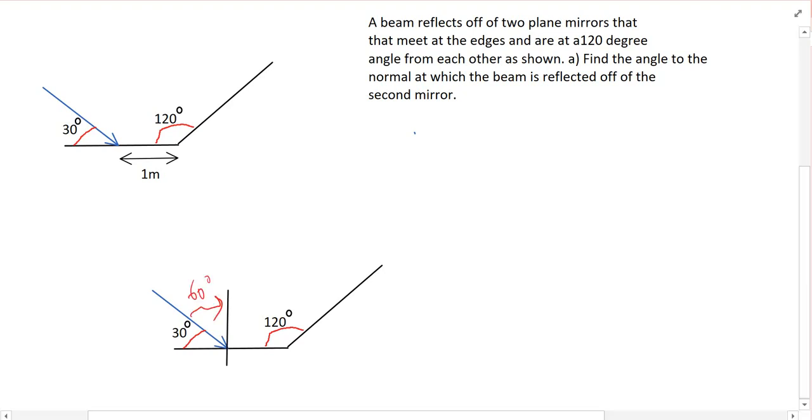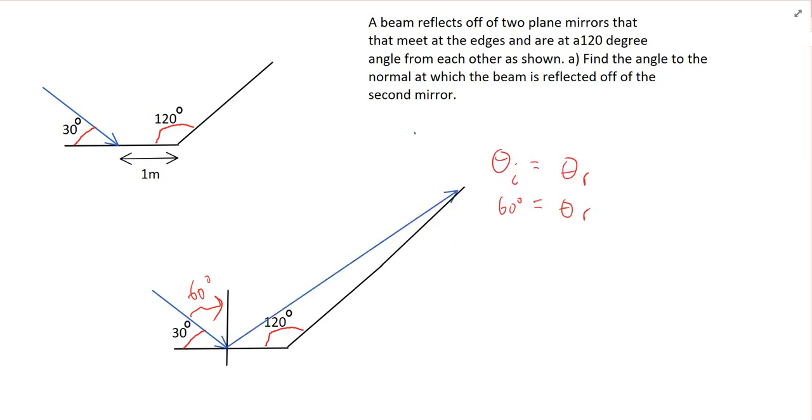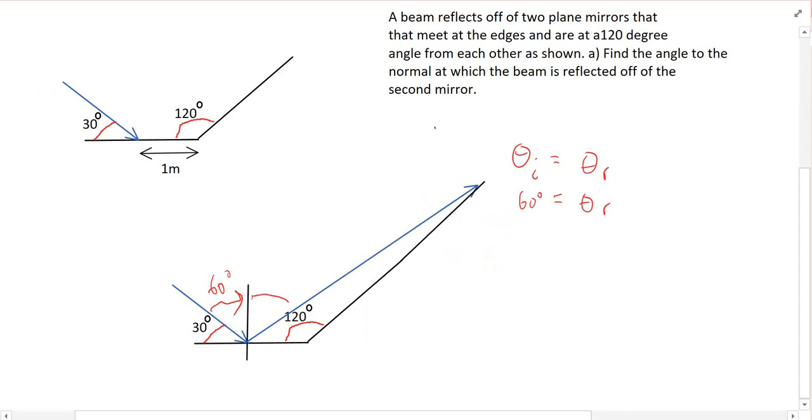Then we will use the law of reflection, which is that the angle of incidence equals the angle of reflection. So if the angle of incidence is 60 degrees, then the angle of reflection is 60 degrees. And let's draw that on there. Since that incident angle is 60 degrees, this angle is also 60 degrees.